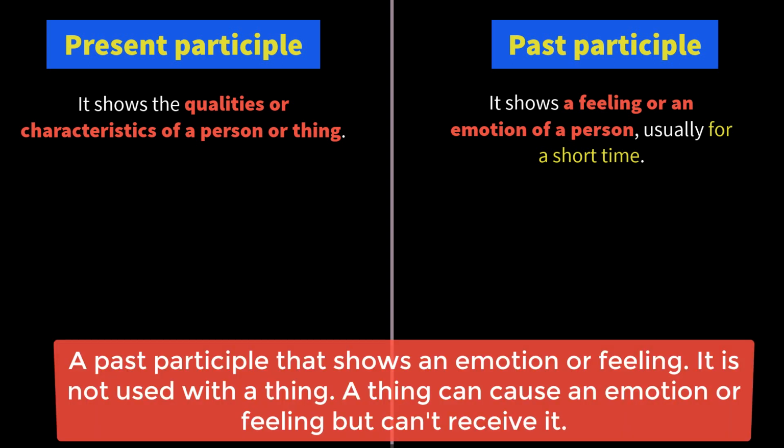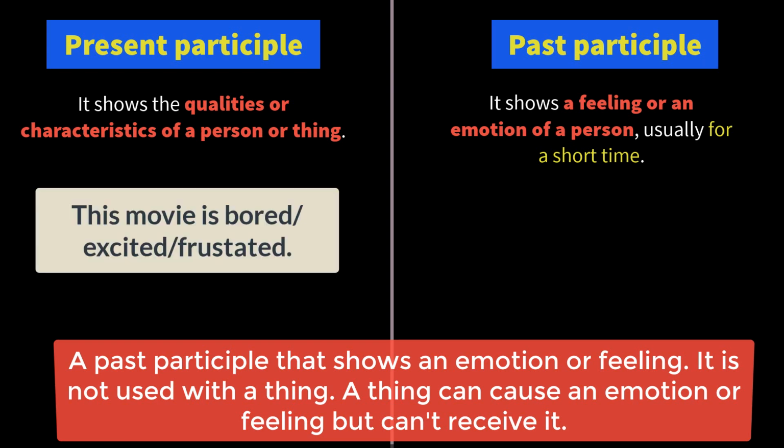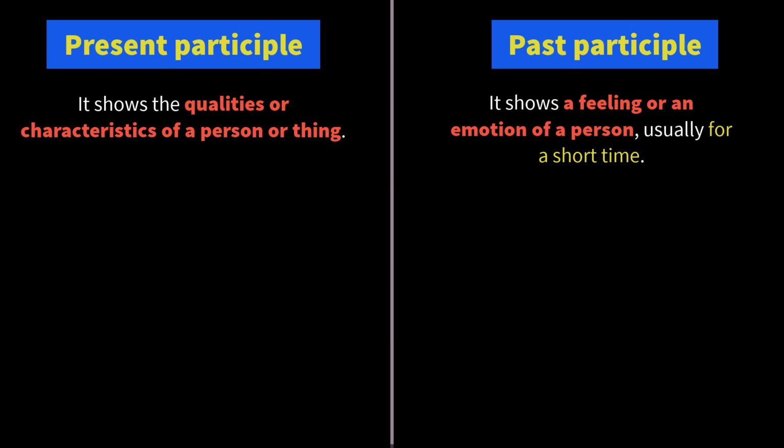But guys, always remember past participle with a thing, with a non-living being. You cannot say this movie is bored. It does not have feelings. It can cause feelings but cannot receive them. It can make people bored. It can make people disgusted. It can make people get interested. But it cannot be bored. It cannot be disgusted. It cannot be interested, right? Because it is not a person that can have feelings, right?